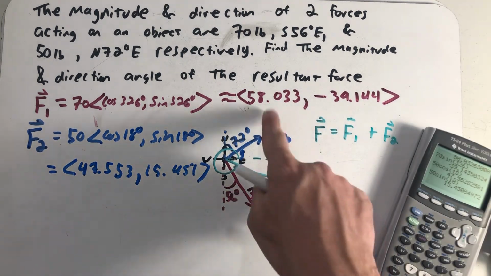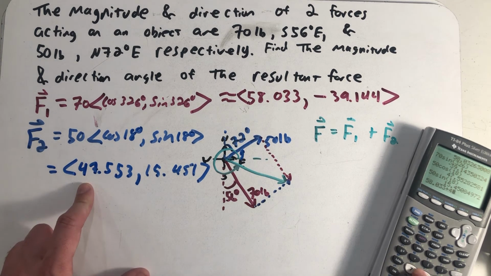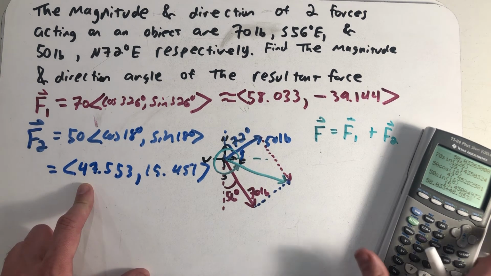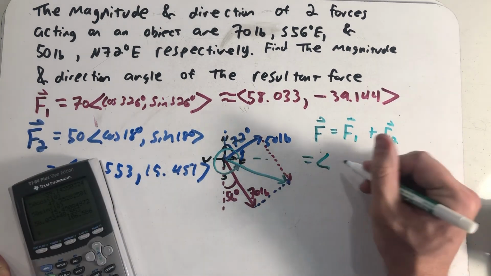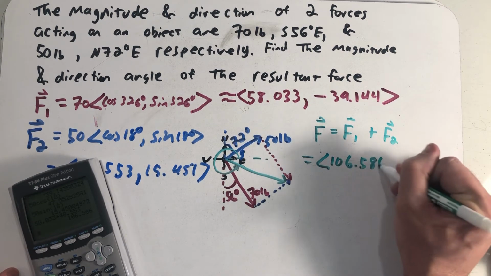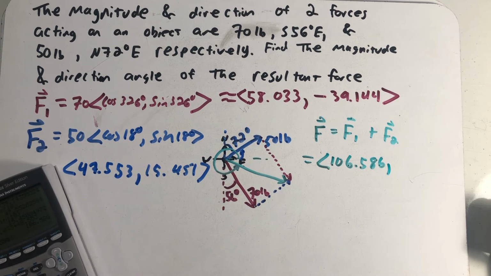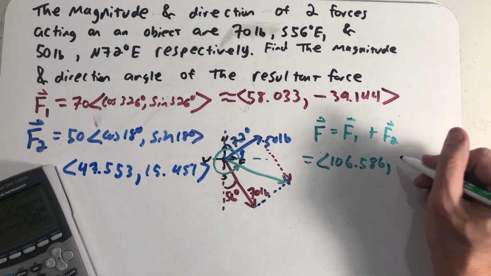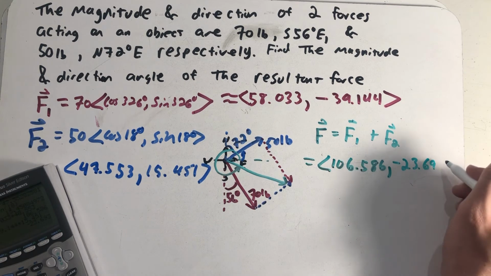All right, so 58.033 plus 47.553. My resultant vector in the x direction, that i component, is 106.586 pounds, and now the y. So I have minus 39.144 plus 15.451. And there's my j component, the amount of force in the y direction, minus 23.693.